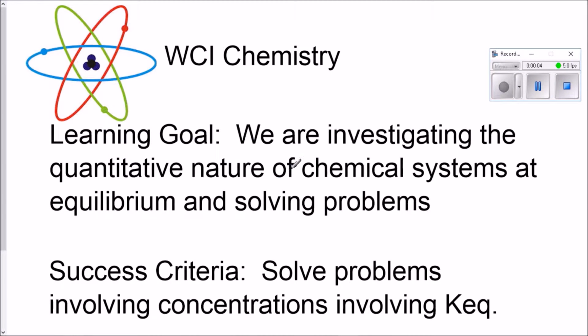Today what we're learning about is equilibrium. Specifically, our learning goal today is we are investigating the quantitative nature of chemical systems at equilibrium and solving problems. Really all we're doing today is learning how to solve simple equilibrium problems that surround this, which is K. This is an equilibrium constant. I'm going to show you what it means and how to calculate it and how to solve simple problems.